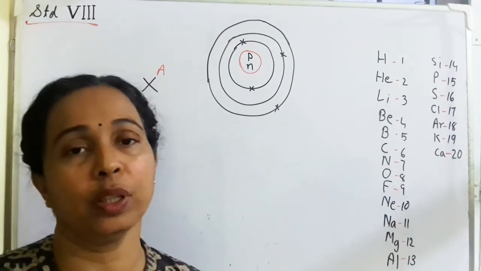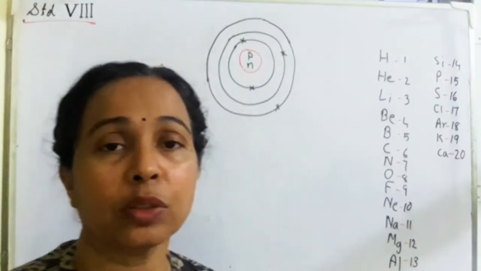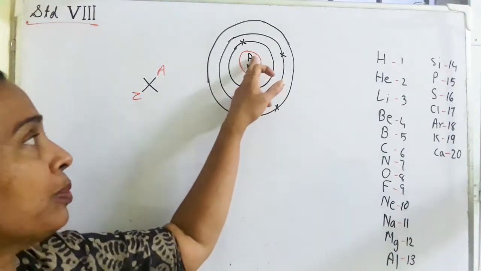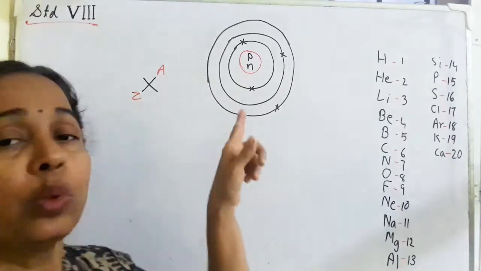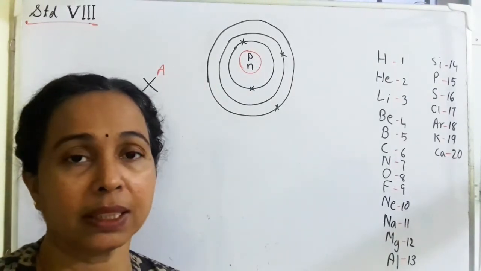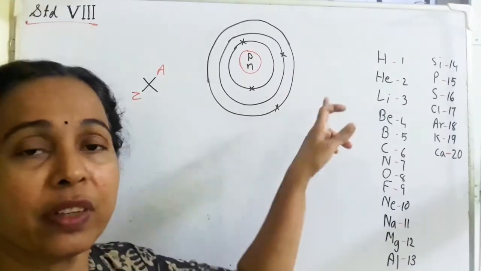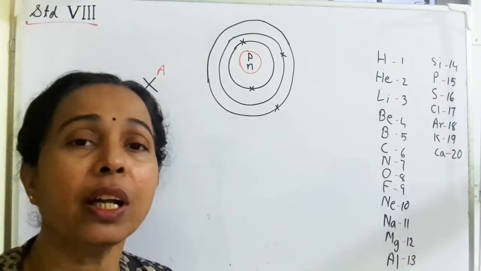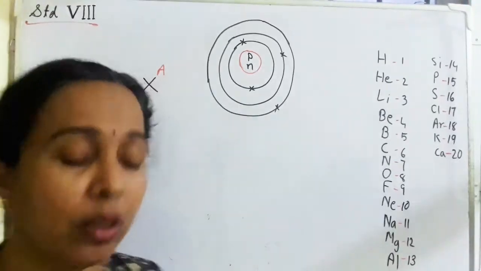What is meant by electronic configuration? In an atom, we know that there are protons, electrons and neutrons, and we have already learned that protons and neutrons are present inside the nucleus, and electrons are moving around the nucleus in different orbits. This much we have already learned in the previous classes. Now how these electrons are arranged in different orbits or different shells, that is what we are going to study. So the arrangement of electrons in different shells of an atom is known as electronic configuration.